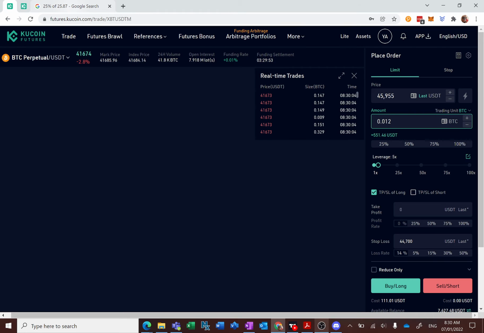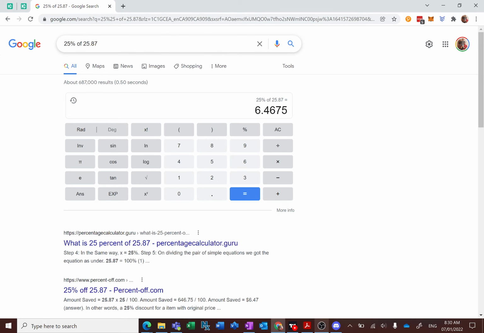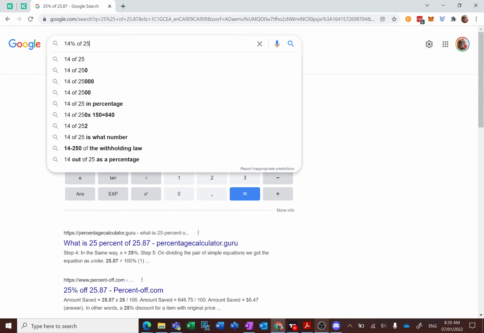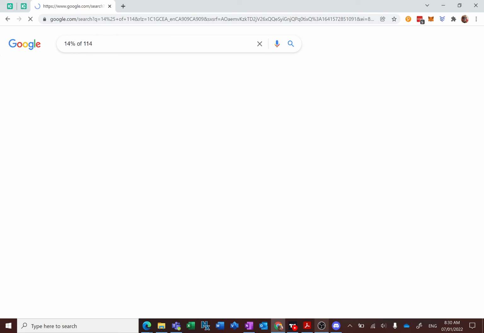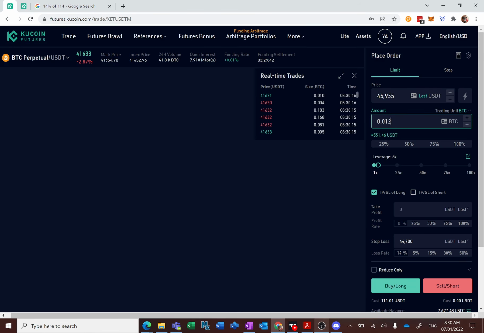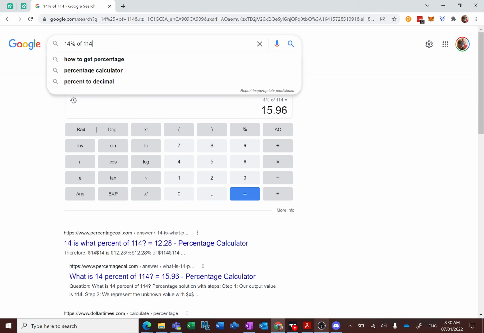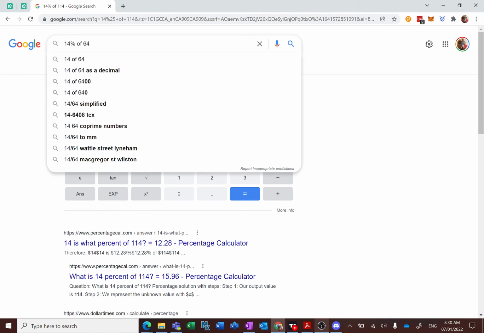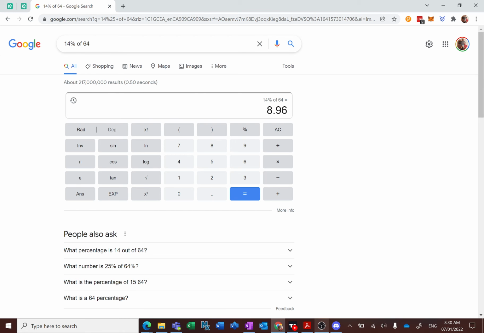Again, if you're having trouble with the maths, go into here, put in your calculator, 14% of 114, $15, which in this particular case is too much. So what about 0.7? 0.7 now costs us $64. So we're going to go 14% of 64. $8, $9, which again is still too much.